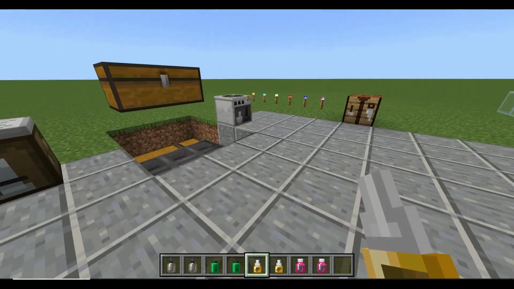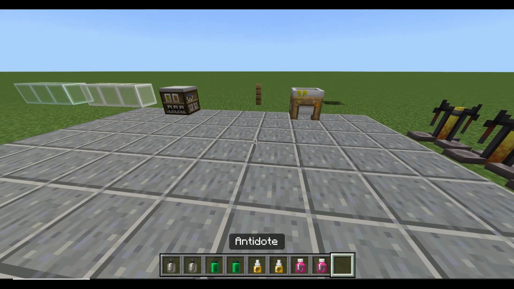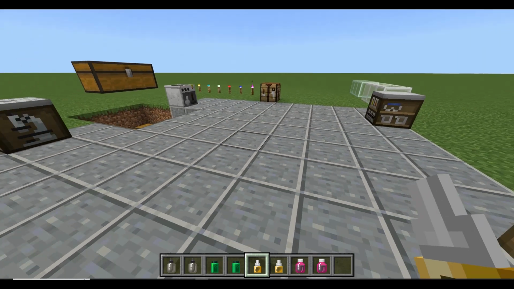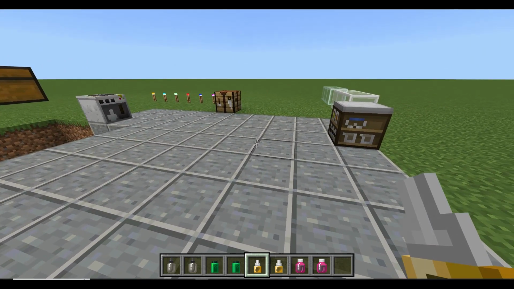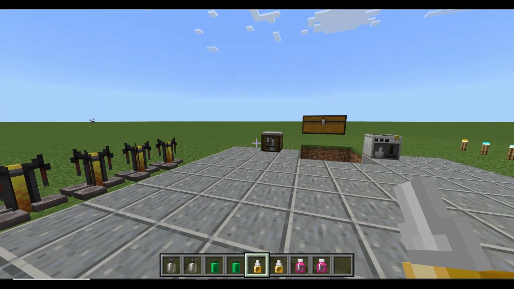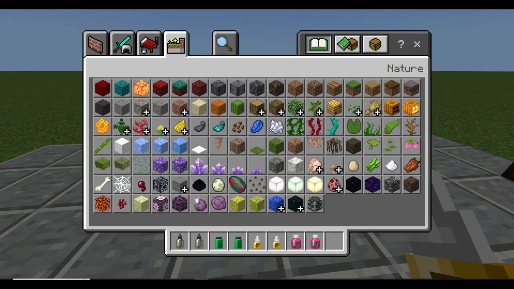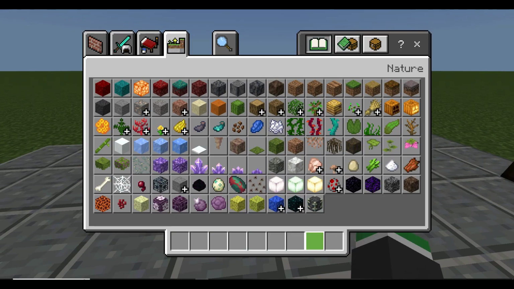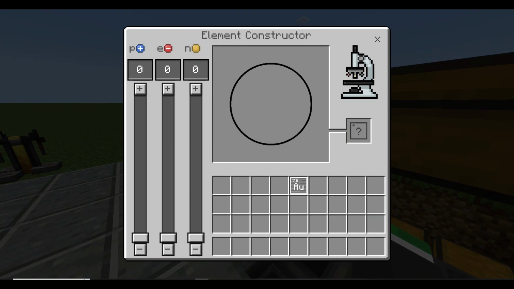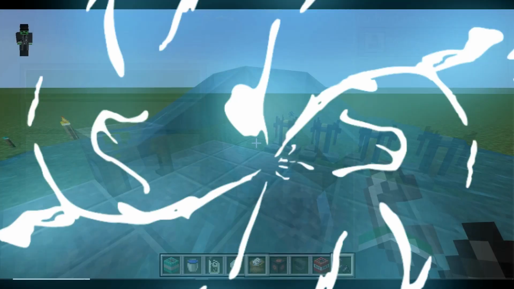The only effect that you need to use commands for to actually cure is eye drops, because blindness cannot be in a potion, and only the warden can inflict it on you. But really, who's going down to the deep dark every time just to test this out? It takes very long. It's very hard in survival, because you have to keep using the element constructor to get everything. So preferably you just do everything in creative.